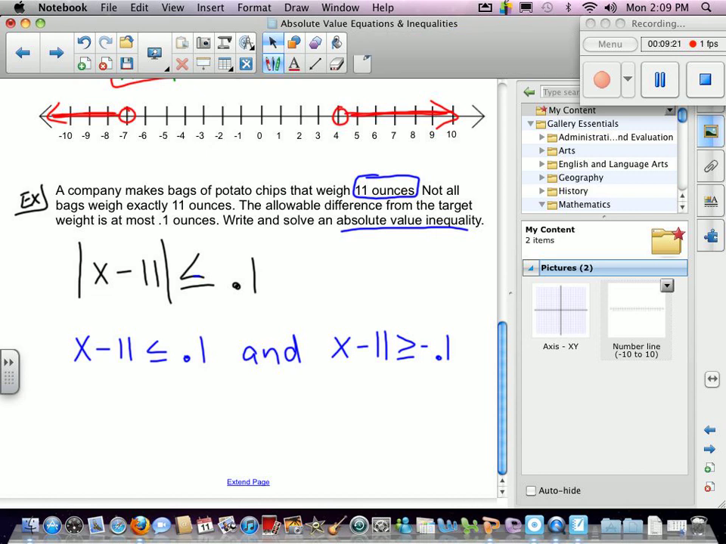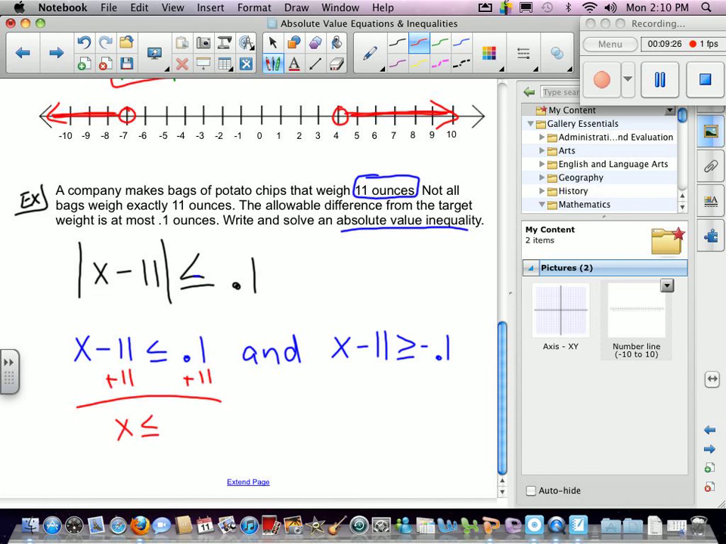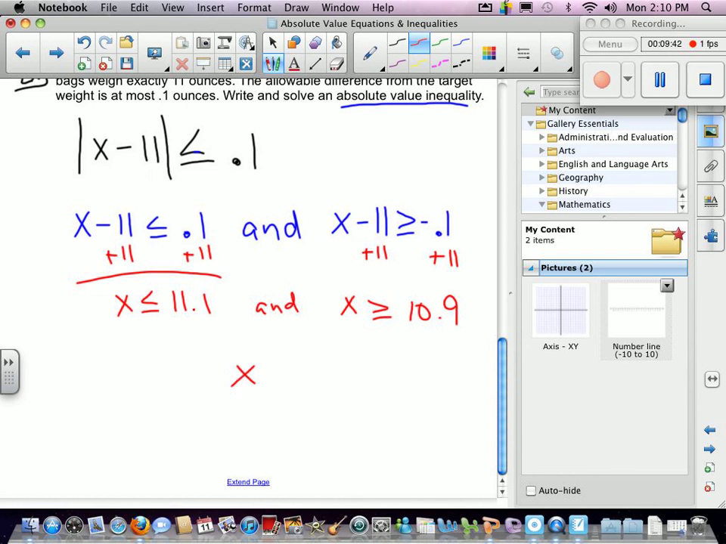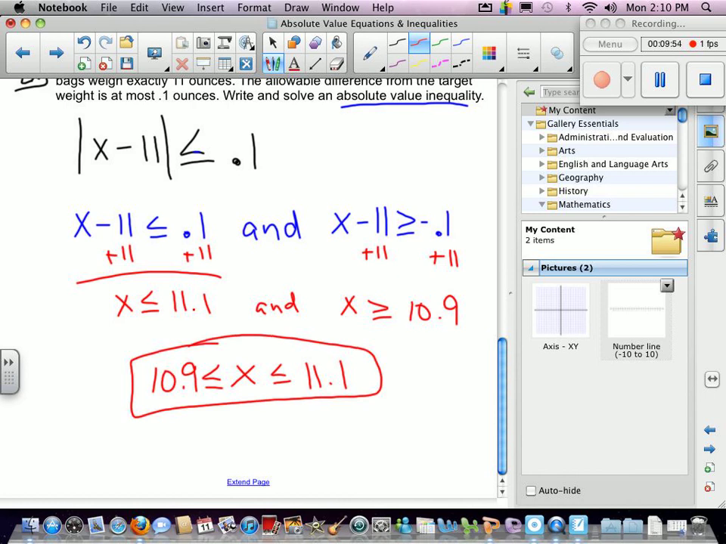And we're just going to solve those, add 11. So x would have to be less than or equal to 11.1 ounces, and x would have to be greater than or equal to 10.9 ounces. Okay, if we make that 1, it's going to be x is less than or equal to 11.1, but x is also greater than or equal to 10.9. And that inequality right there would show the allowable weights.